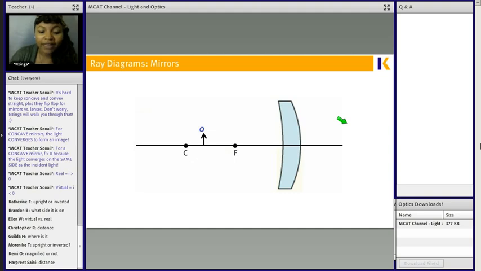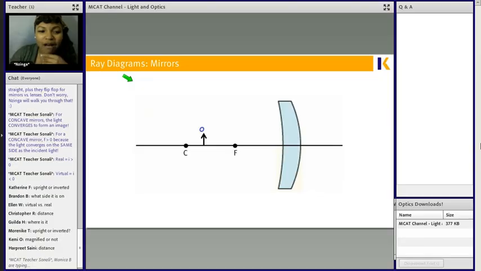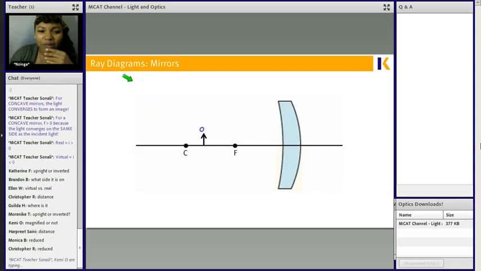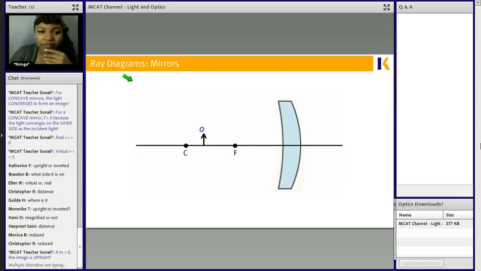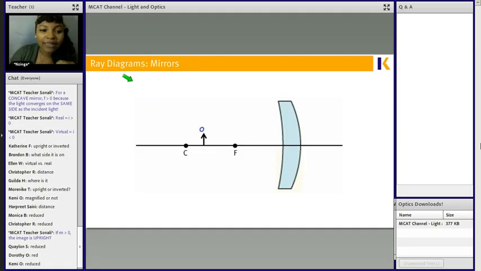Good, okay? So we need to know upright or inverted. That's going to be one of the things. We need to know whether it's going to be real or whether it's going to be virtual. Okay, so that's going to be one part of it. And we want to know whether it's magnified or what. So what's the polar opposite of the image being magnified? Good. Okay, so we want to know whether it's going to be magnified or whether it's going to be reduced.